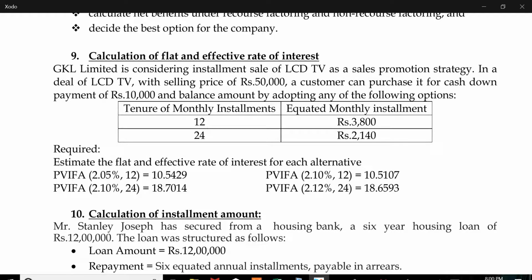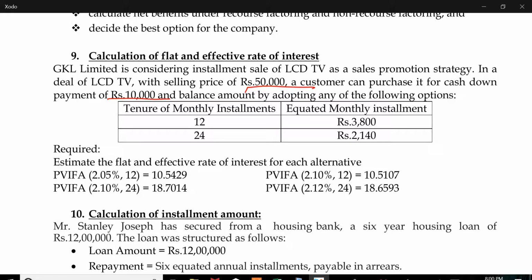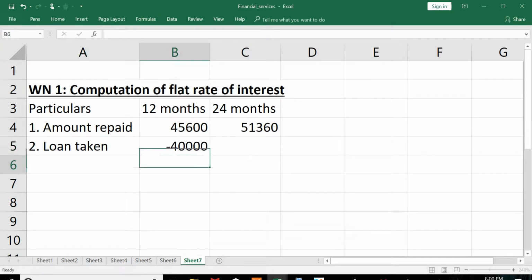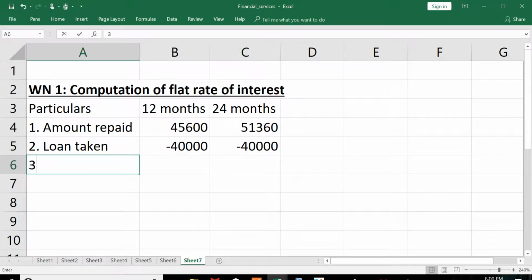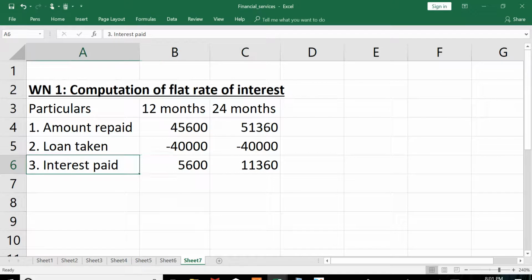For what are you repaying this? For taking a loan of, how much is the loan we are taking technically? 40,000. I take that loan because I am not paying that. So instead of paying 40,000, these guys have made me pay 45,600 and 51,360. Loan taken, subtract it and call it interest paid: 5,600 and 11,360.